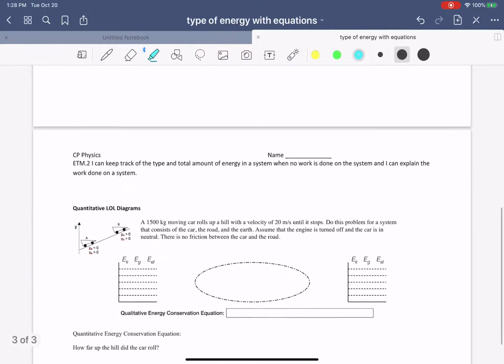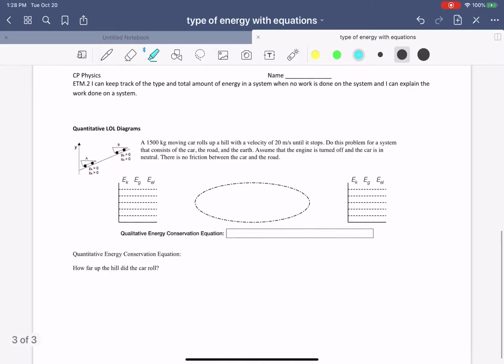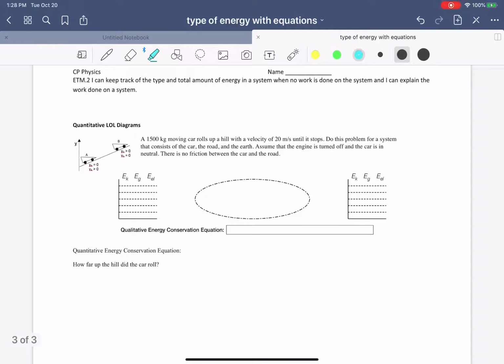But the real reason I'm here today is to do an example of a quantitative LOL diagram. So I have a 1,500 kilogram moving car, rolls up the hill. It starts at 20 meters per second and then it stops. So it tells me what my system is. My system is the car, the road, there's a normal force between them, and the earth is also in my system with the gravitational force.